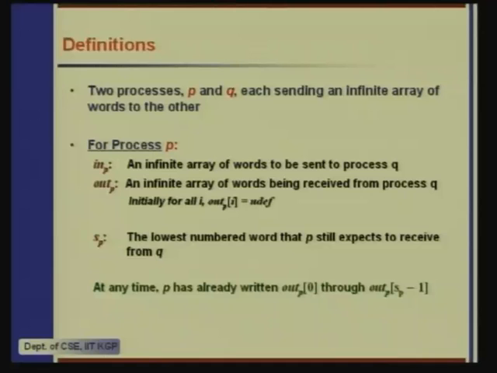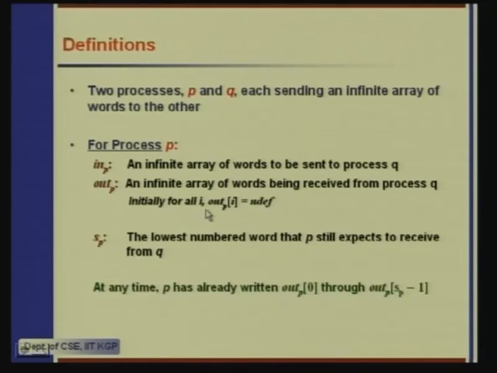Two processes P and Q each will send an infinite array of words to the other. So, it is a stream of words that each has to send to the other side. For process P, we have the following definitions. In P is an infinite array of words to be sent to process Q. Similarly, for process Q, in Q is an infinite array of words to be sent to process P. Out P is an infinite array of words being received from process Q.